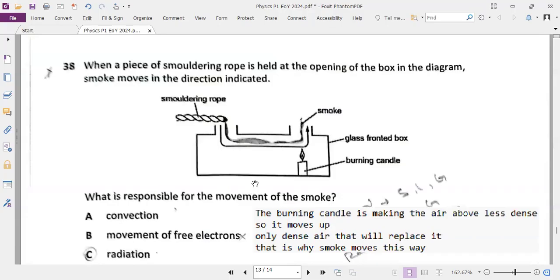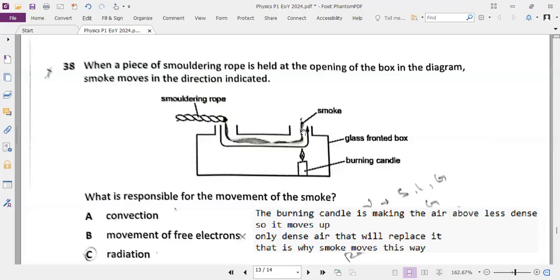Here, the question says that a smoldering rope, a burning rope, is at the opening of this container, and we have a candle. So look at the candle. The burning candle is making the air above less dense, so it moves up. When this air moves up, the only way for air to come is from here, because that is denser air. So denser air will come here, but the smoke will go out this way.